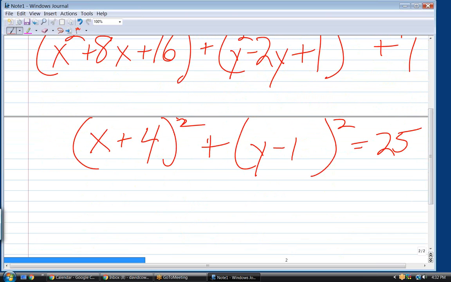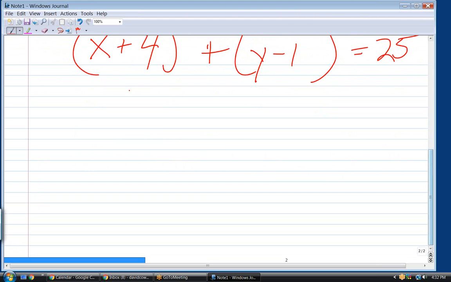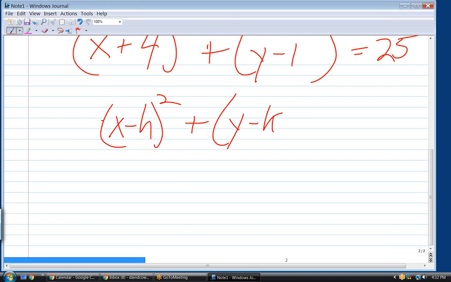What kind of conic is this? I have no clue. It's a circle. It is. How do we know? Well, because here's the standard equation of a circle. X minus some constant, plus y minus some constant, equals r squared. H and K are the center of the circle. R is the radius of the circle.